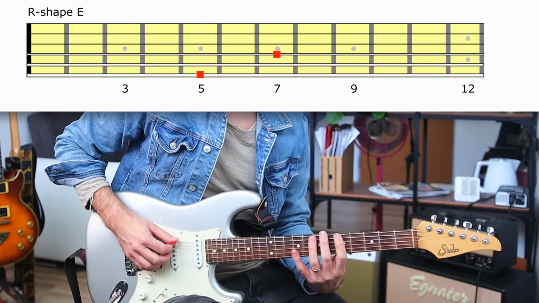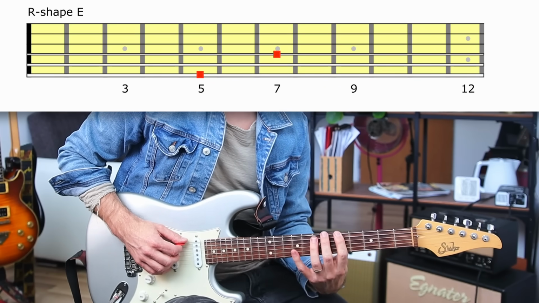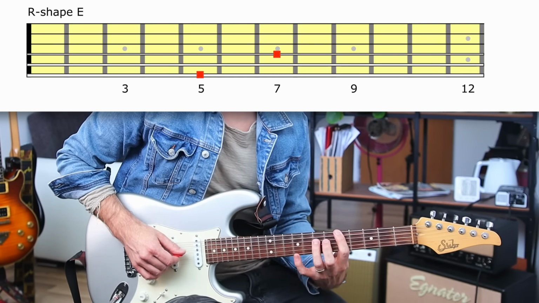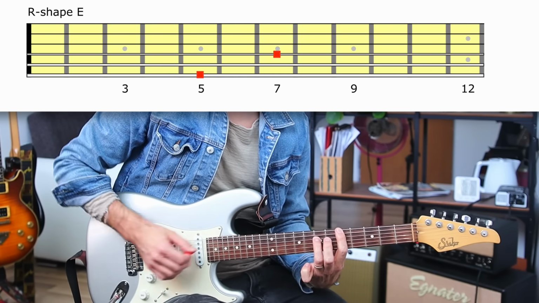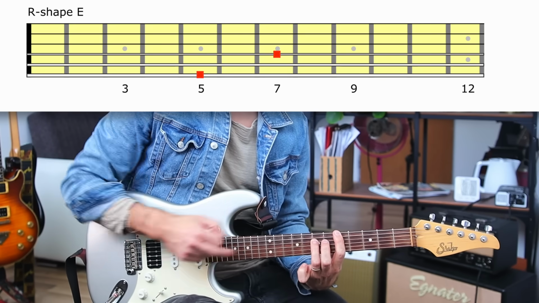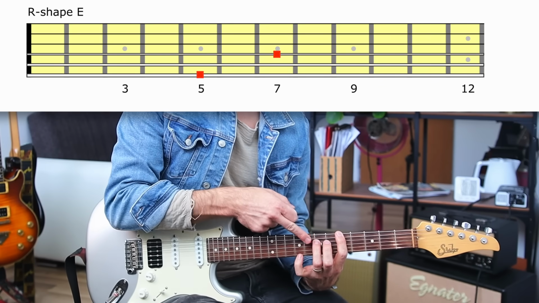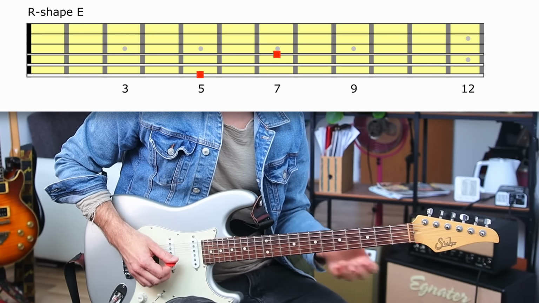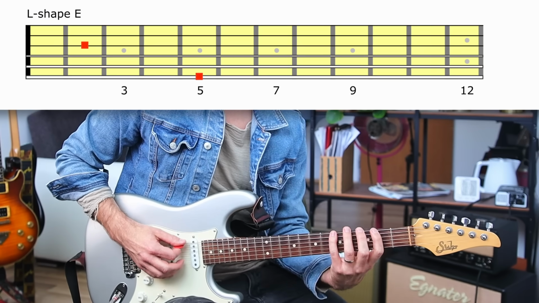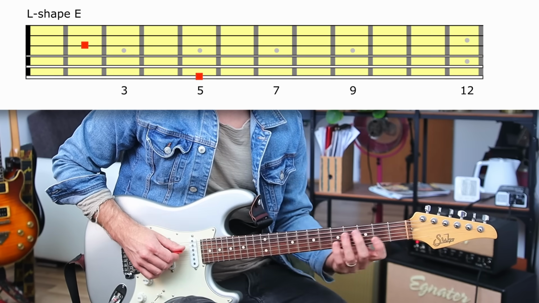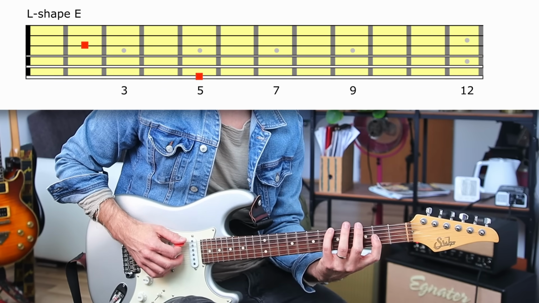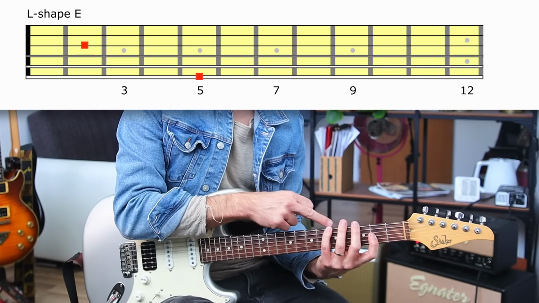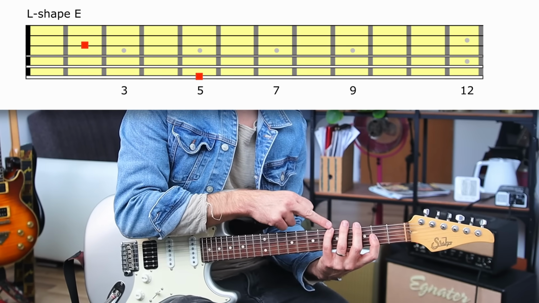If I start with my index finger on the root note on the 5th fret of the E string, which is A, then the next root note is on the 7th fret of the D string. And I call this shape the R shape because the next root note is to the right side from the original one. And if I start with my middle finger or pinky on the root note, then the next root note is here on the 2nd fret of G. And I call this shape the L shape because we are moving to the left side from the original root note.